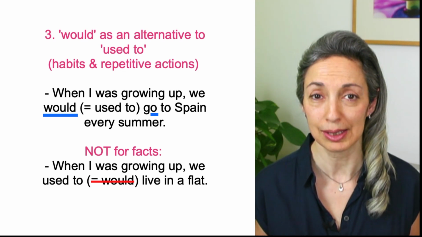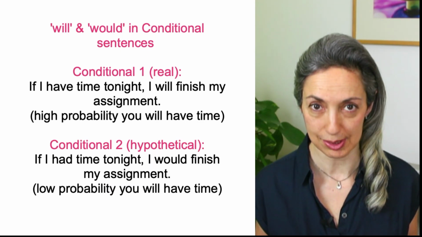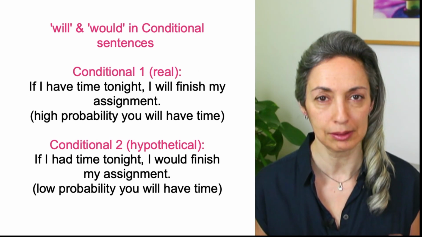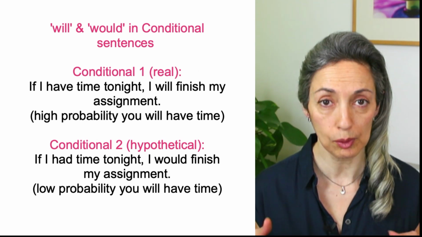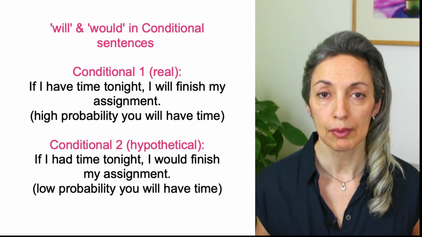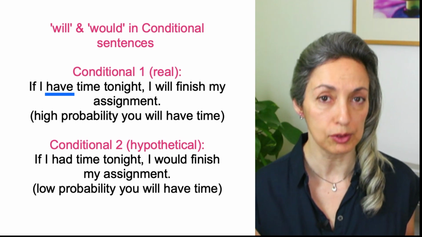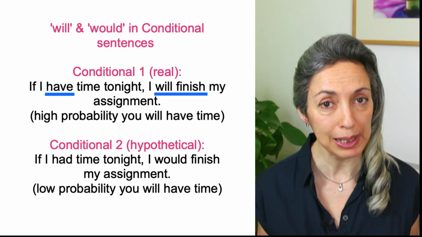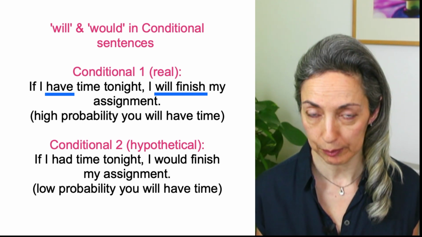Right, let's now look at will and would in conditional sentences. This is where things can start to get a little confusing. In conditional 1, we use will. For example, if I have time tonight, I will finish my assignment. There is a high probability that you will have time.